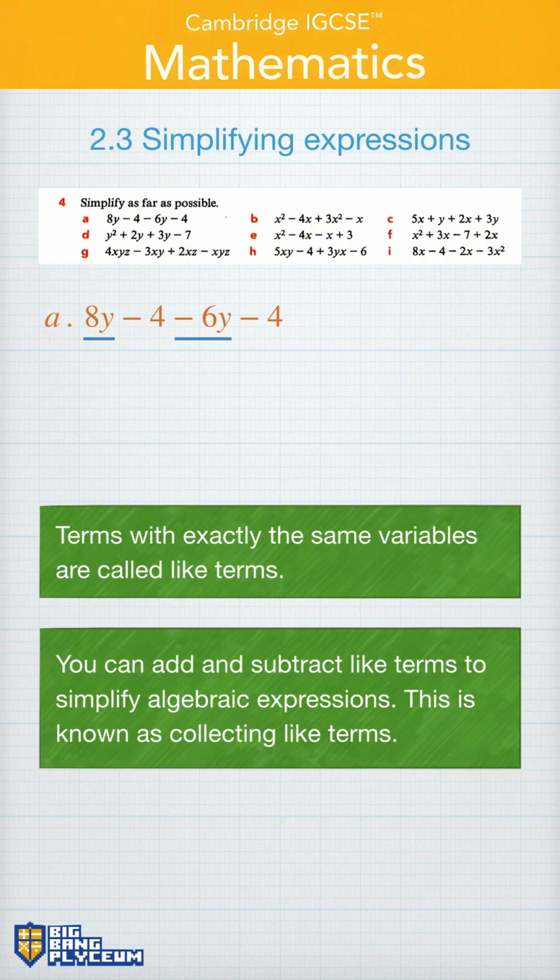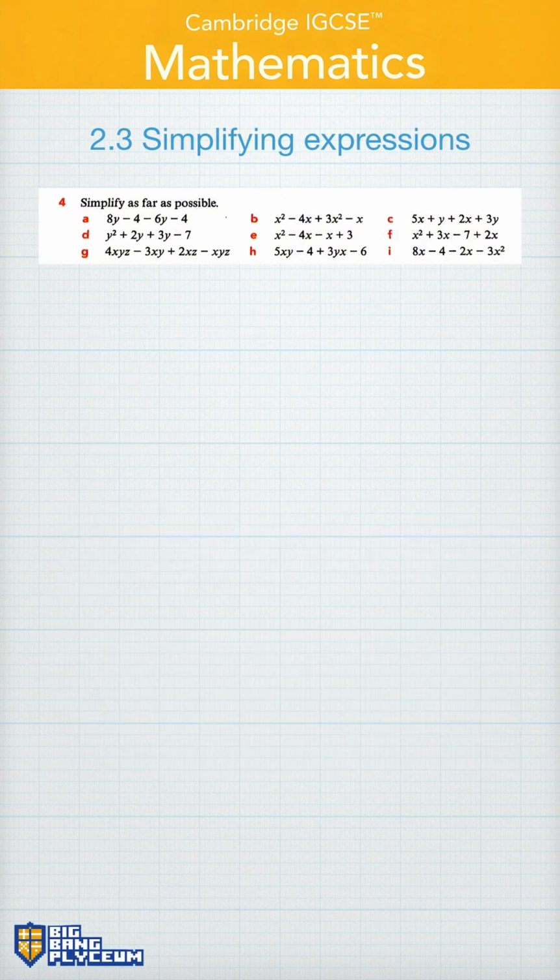So basically we can do something like this. 8y minus 6y. We're using subtraction to simplify them, okay? And then we combine the constants, okay? So minus bracket 4 plus 4. And finally, we have the final answer, 2y minus 8. This is the result after simplification, okay? Very good. And then let's take a look at another one.